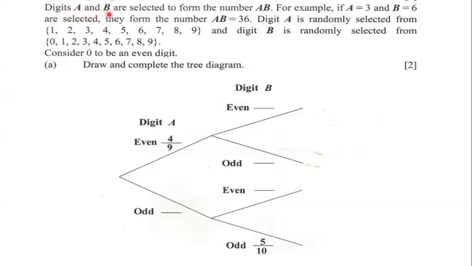Digits A and B are selected to form the number AB. For example, if A is equal to 3 and B is equal to 6 are selected, they form the number AB, which is equal to 36.